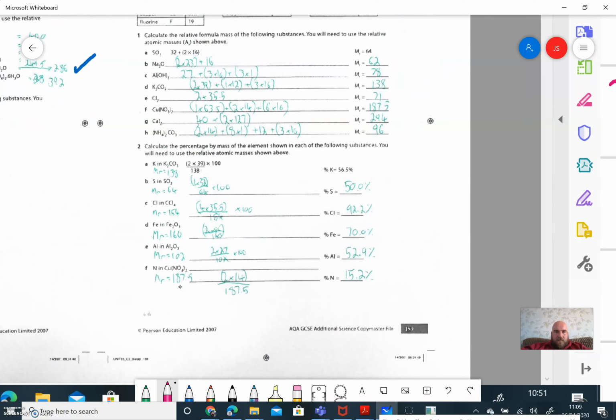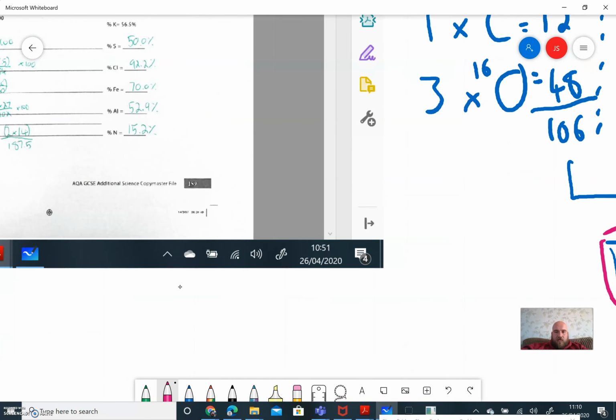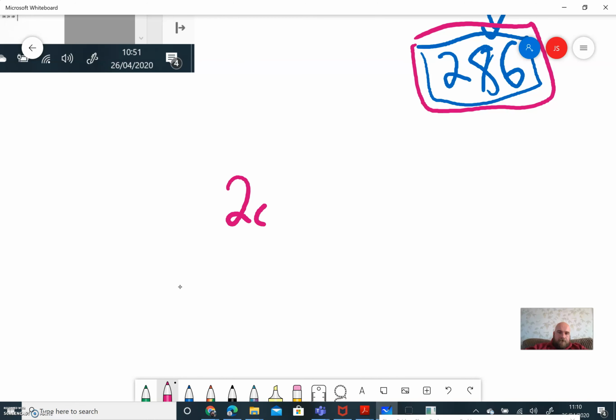All right, shall we try one more just for parity then? Let's go into one from relative masses 4. So let's work out the percentage of chlorine. Let's do 2C. So it's Cl. So we're trying to work out the percentage of Cl in CCl4.